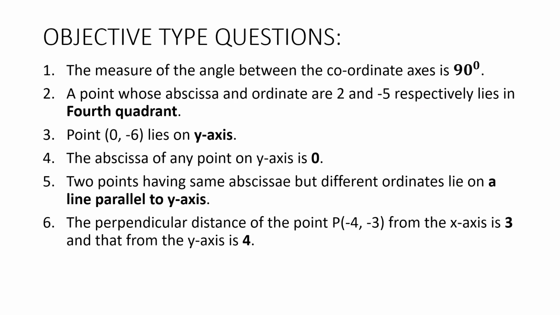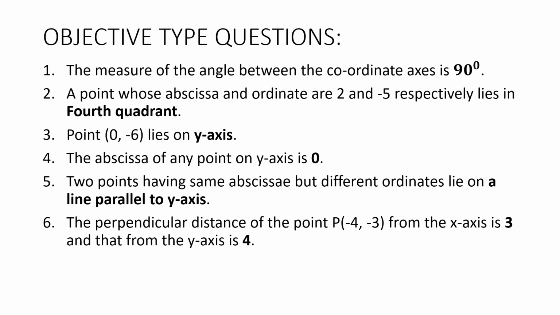In this chapter, you are mostly asked objective type of questions. First one, the measure of the angle between the coordinate axis, it is very clear it will be 90 degrees. A point whose abscissa and ordinate are 2 and -5 lies in which quadrant? Since x is positive, y is negative, it lies in the fourth quadrant. Point 0, -6 lies on the y-axis because the x-coordinate will be 0 on the y-axis.